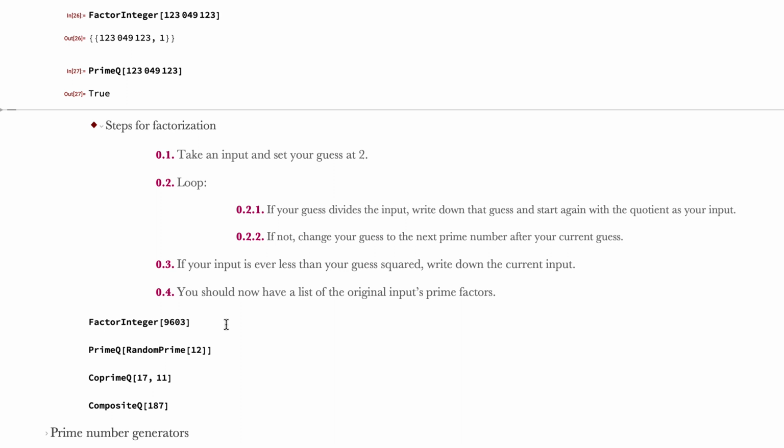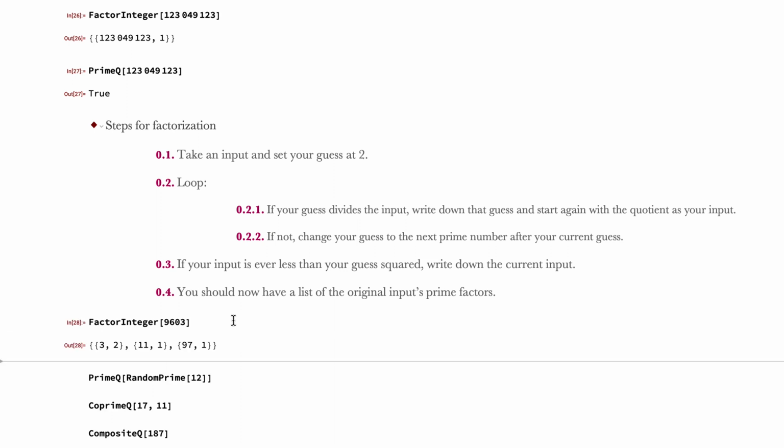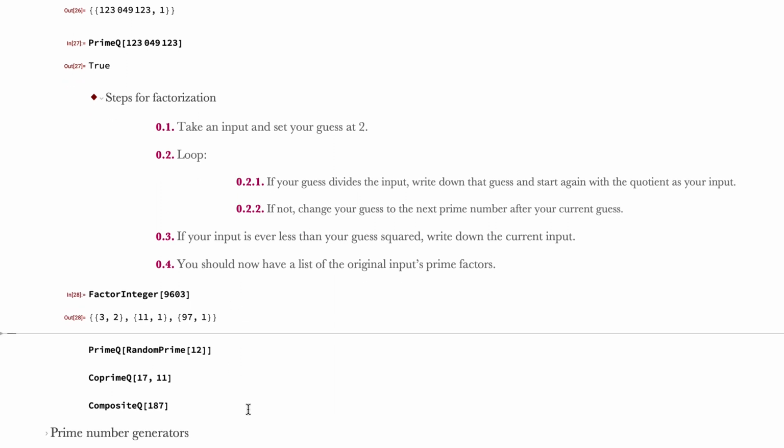Something to note here is that the fundamental theorem of arithmetic says that each positive integer has a unique prime factorization that only applies to it. So if you take two inputs that are different, you'll never get the same prime factorization. We can also use some functions in the Wolfram language to do this for us. For example, the FactorInteger function, or the PrimeQ, CompositeQ, and CoprimeQ functions that we talked about earlier.